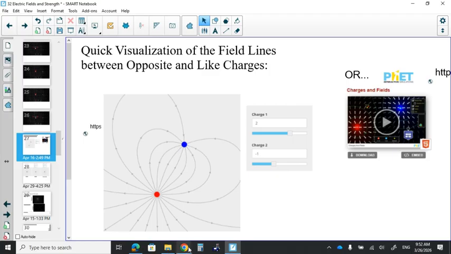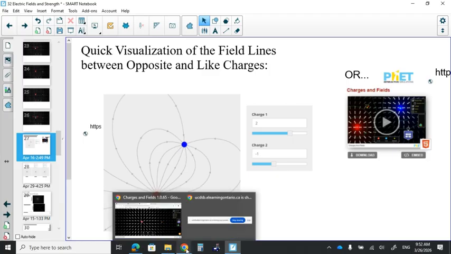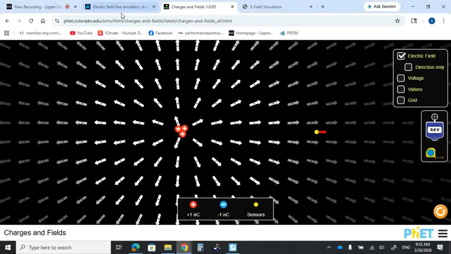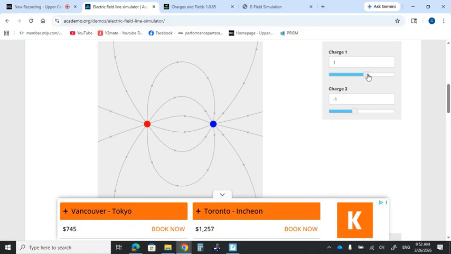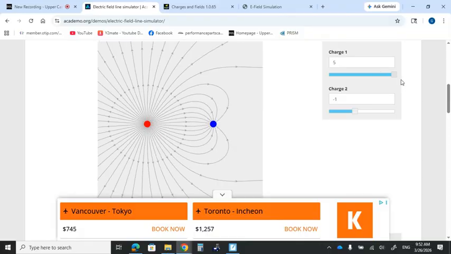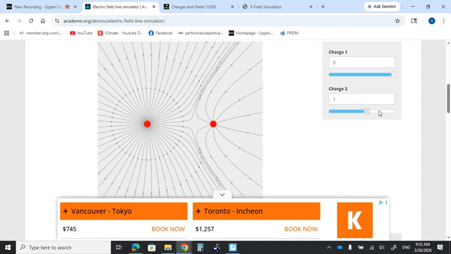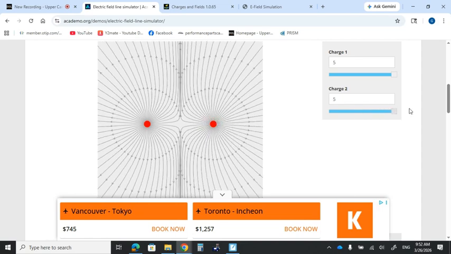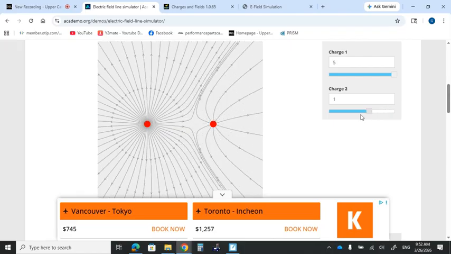Another little simulation. I've got a bunch of little simulations to help you visualize this stuff. So let's go to this one here. This one you can change the sizes of them. So I'm pumping up the red charge, right? So the red charge gets stronger, or the opposing negative charge gets stronger, and you can start to see what things would look like here.